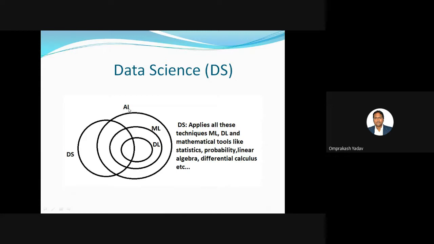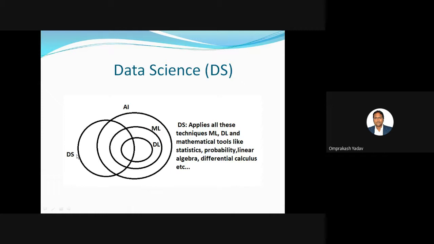So we cannot say AI is standalone, right? No, it is going to use ML, DL, DS, all those things, and the final aim is to create one machine which can think just like a human being, which can take decisions just like a human being. So whenever you are learning AI, you will not have standalone AI. Either you must be learning ML, DL, or data science.